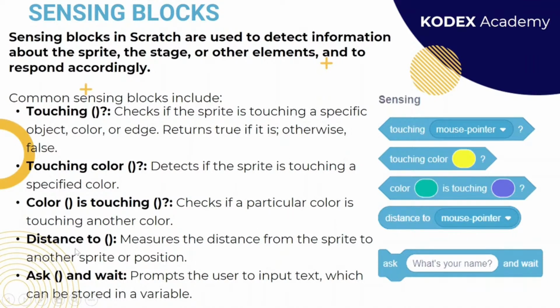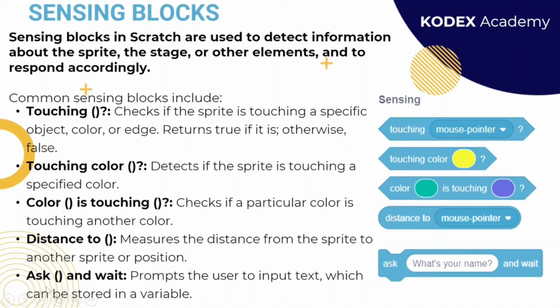Now the next one is distance to. It is used to measure the distance from one sprite to another sprite or another particular position. So here you can measure distance with the help of any particular sprite or with the help of the mouse pointer. You set one target, and you can measure the distance of your sprite from one position to another with the help of this block.